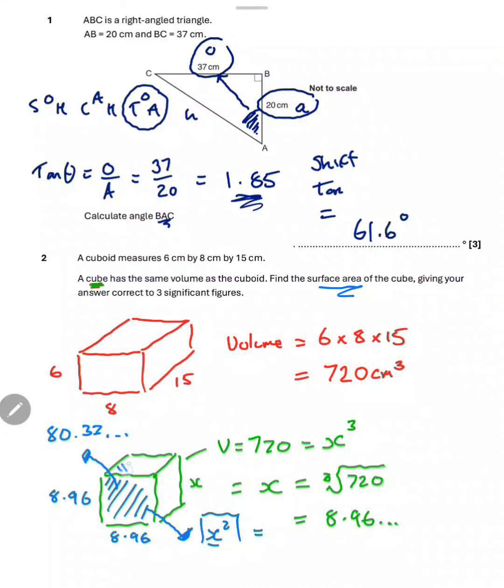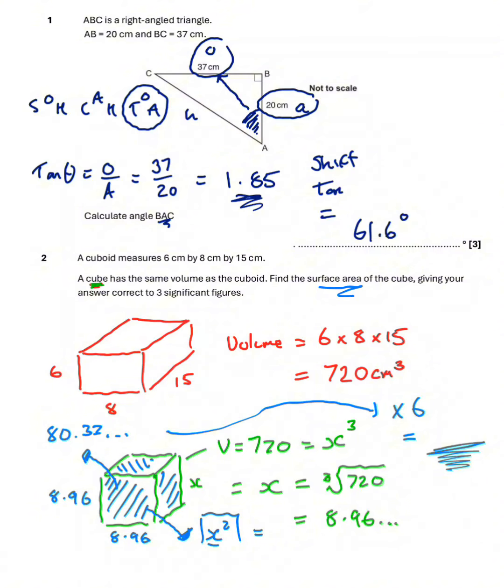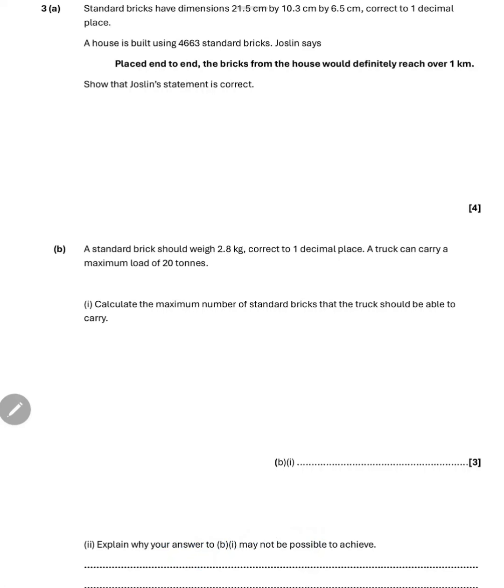Now be careful, I want total surface area. There are 6 faces, so all I'm going to do now is hit times 6, and that's going to be my final answer. That will be the final surface area. It comes out at 481.99. 3 significant figures, 482.